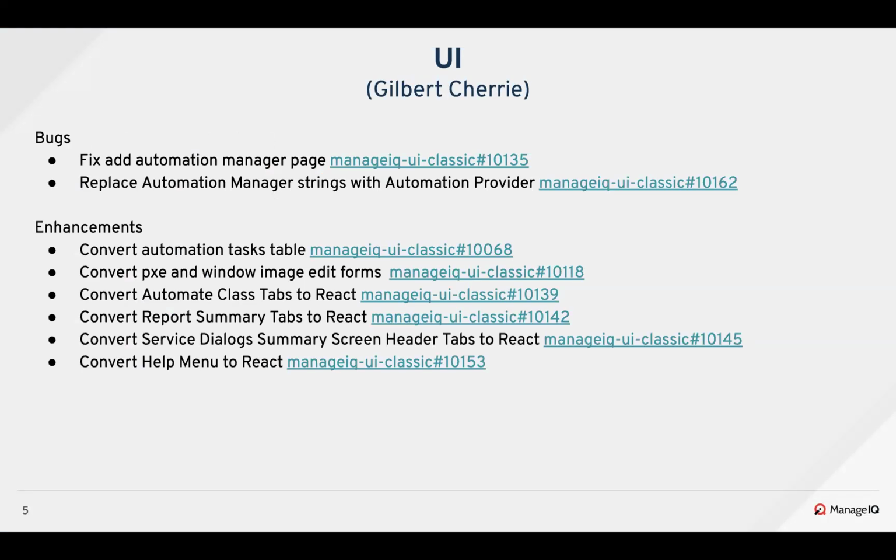Thanks, Jason. So for the UI, I fixed a bug with the Add Automation Manager page. I also replaced the Automation Manager strings with the new Automation Provider string instead. For enhancements, I converted the Automation Task Table to React. I also converted the PXE and window image edit forms to React.